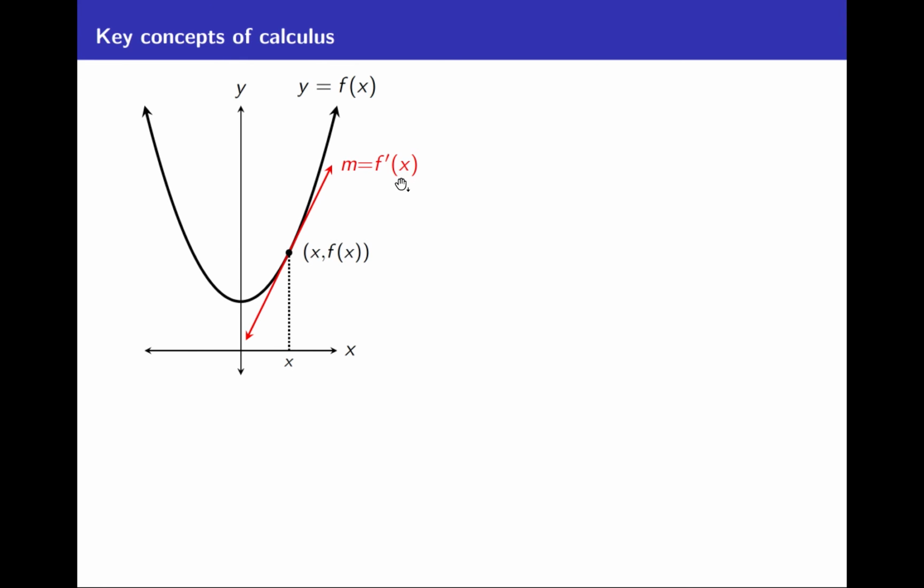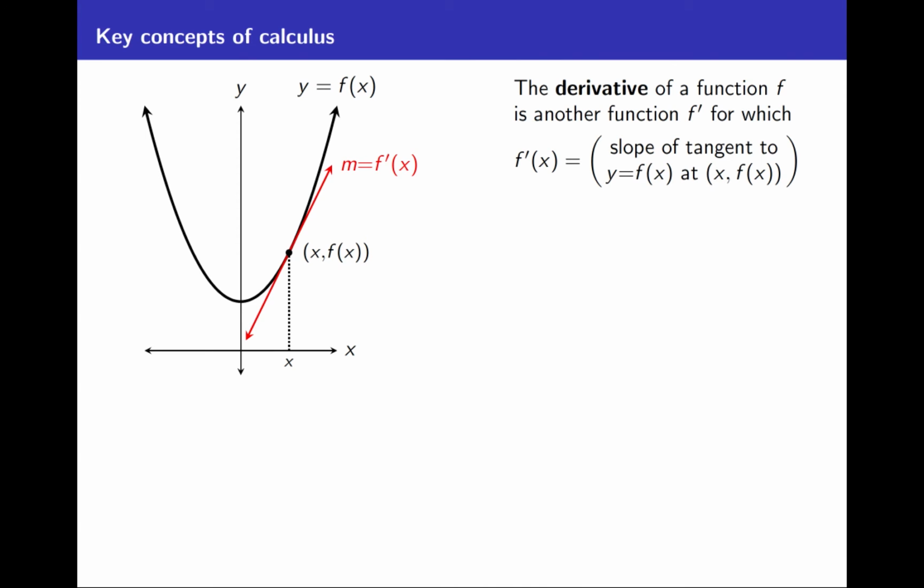Now, this other function, f prime of x, will turn out to be a key concept in calculus. It's actually called the derivative of the original function f. Here's the definition. The derivative of a function f is another function, f prime, for which f prime of x is the slope of the tangent line to y equals f of x at the point x, f of x, just as illustrated here. In this course, we'll spend a lot of time defining derivatives very carefully and coming up with rules for how to compute them.